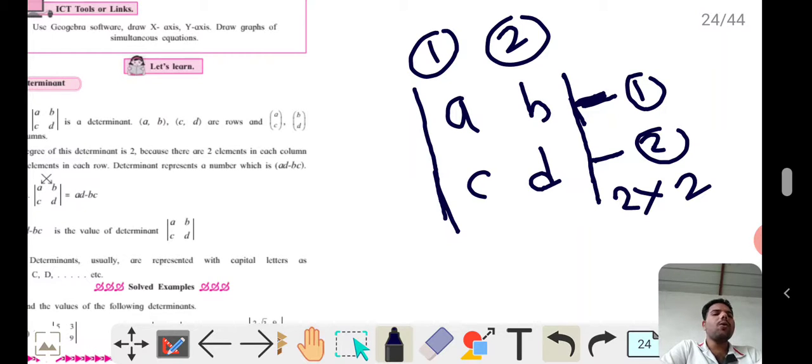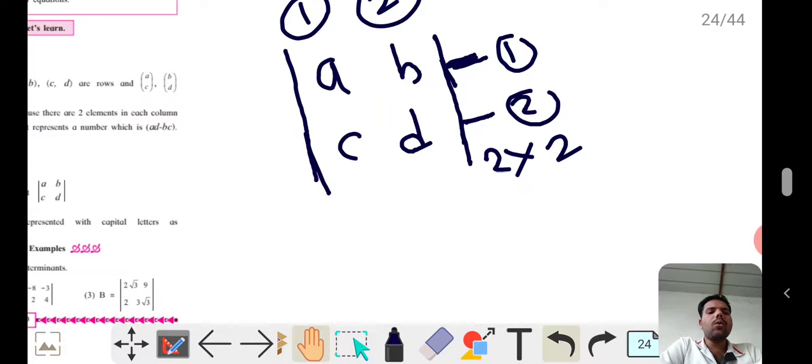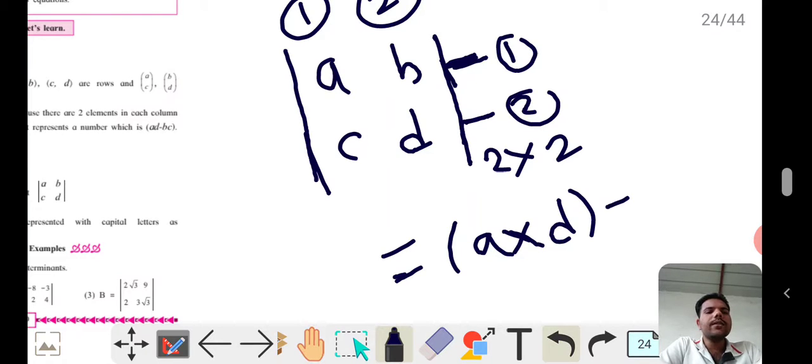So how can we solve this determinant? To solve this determinant, we just do the cross multiplication of these terms and take the difference of these two terms. If we solve this determinant, we get a into d, cross multiplication, minus c into b. So this is the solution for the determinant.